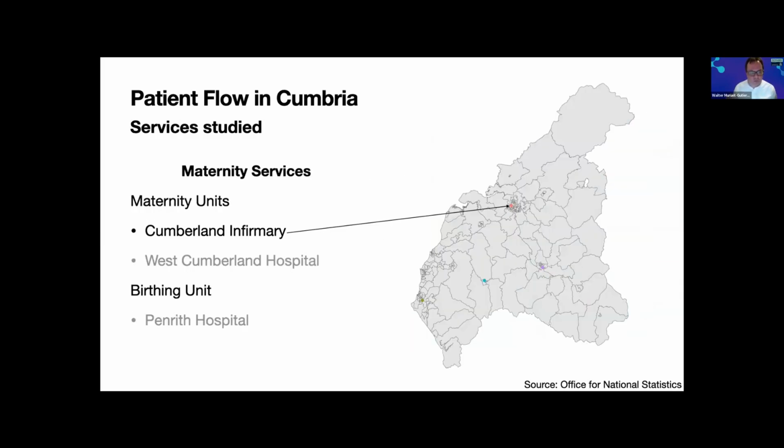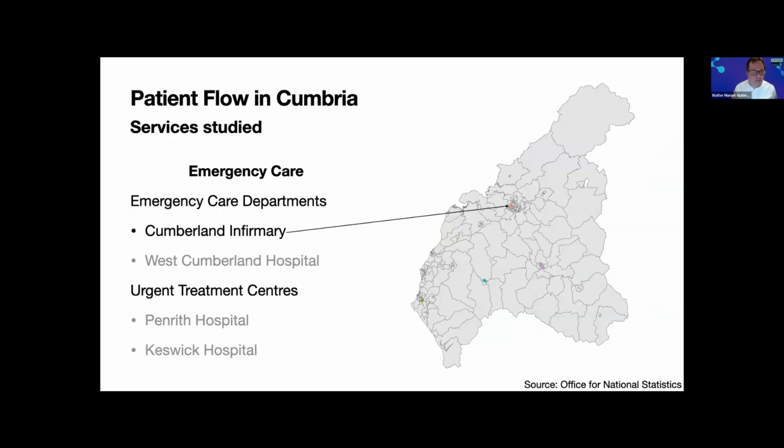So we studied two critical services, maternity and emergency care. For maternity services, we look at those in Carlisle and in Whitehaven, as well as the birthing unit in Penrith. And for emergency care departments, we look at the major units in Cumberland Infirmary and West Cumberland Hospital, as well as the urgent treatment centers in Penrith and Keswick.